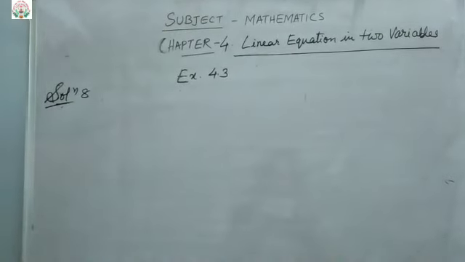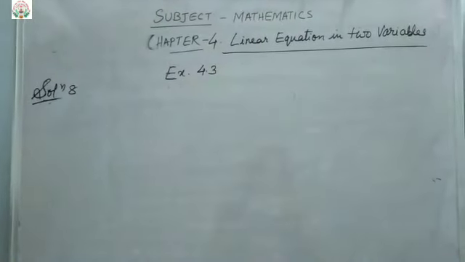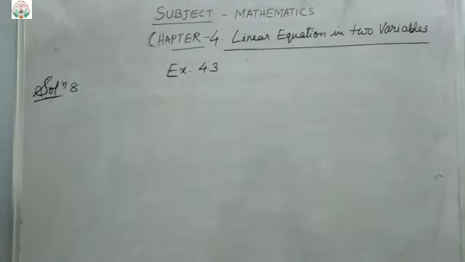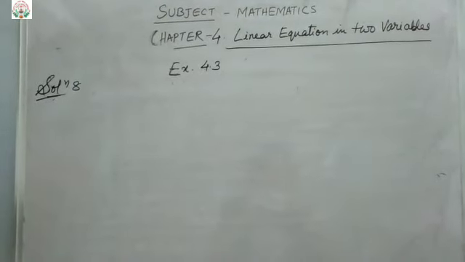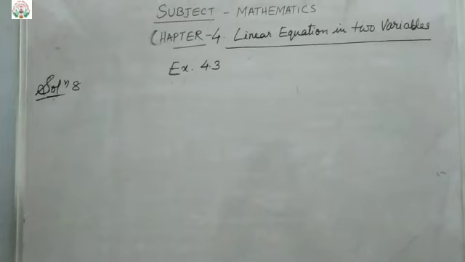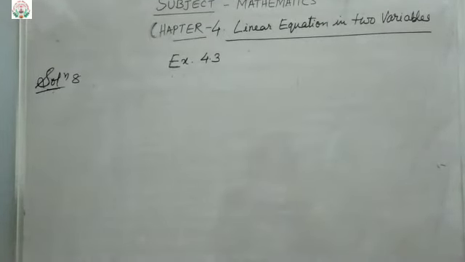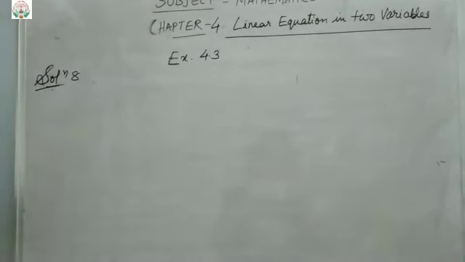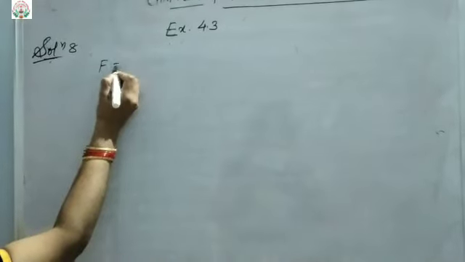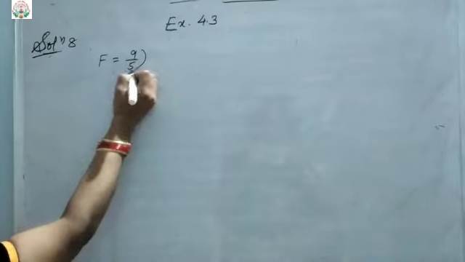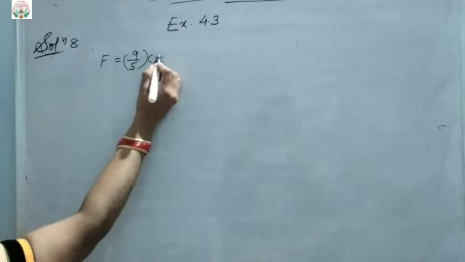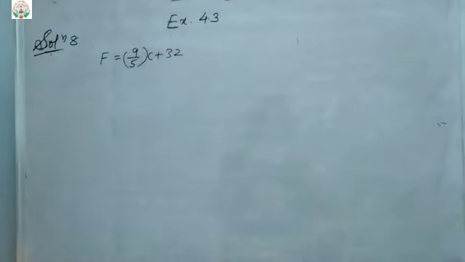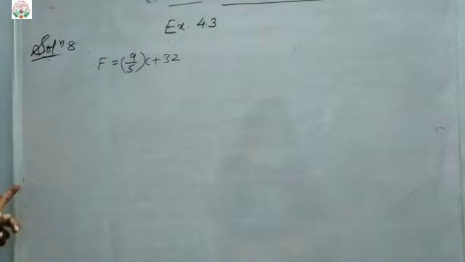Solution number 8. Now question number 8. In countries like USA and Canada, the temperature is measured in Fahrenheit, whereas in countries like India, it is measured in Celsius. Here is a linear equation that converts Celsius into Fahrenheit. What is the equation given? F equals 9 upon 5 into C plus 32. Likewise, the equation is given.